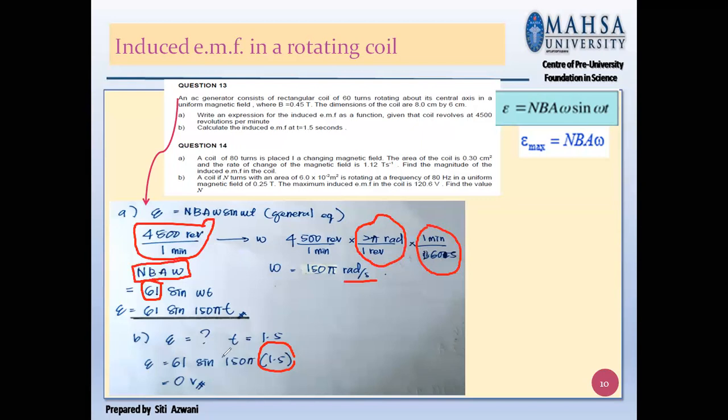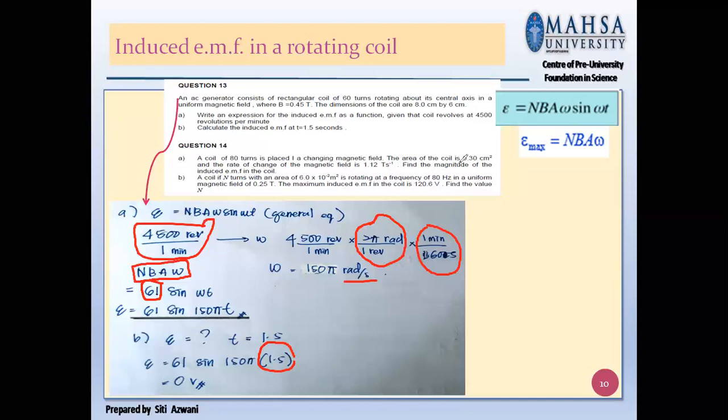Solve for the sine here first. Okay, and then times it with 61. Then you got the final answer which is E is equal to 0. Is it okay? So if you refer to question 14, this is also under the induced EMF in the rotating coil.